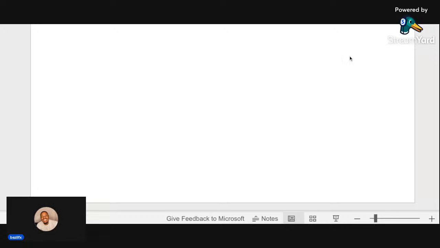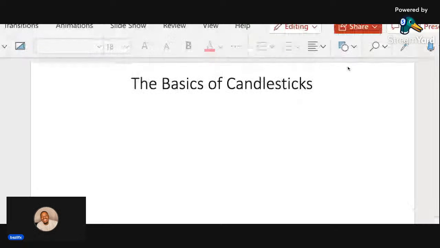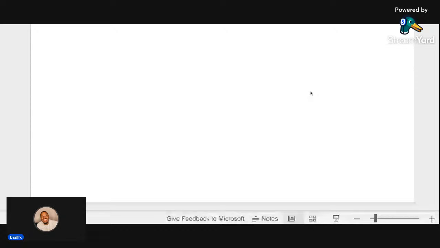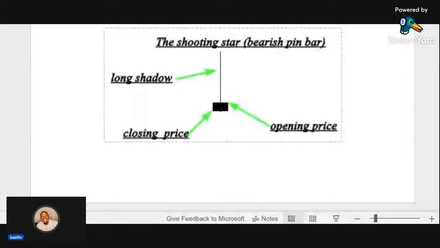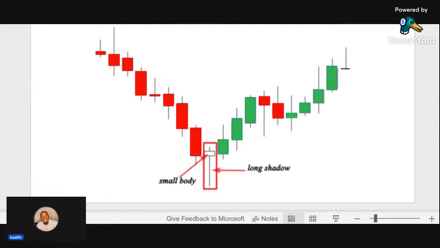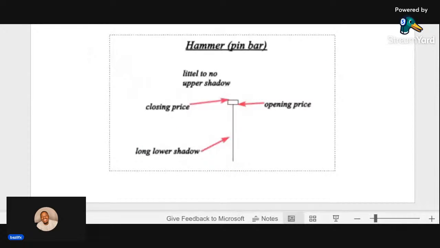So guys, these have been our candlesticks. We have more candlesticks, like the inverted hammer, the hanging man, the harami candles, the three soldiers. We have very many candles, but these are my most major candles, guys.